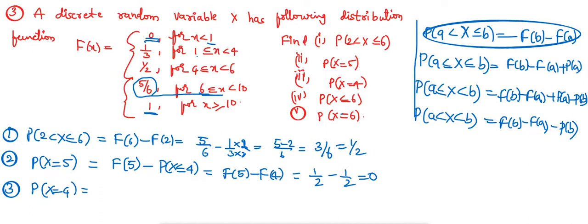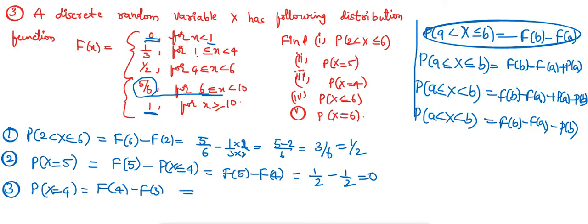The third one is the probability of x equal to 4. From this relation we can write F of 4 minus F of 3. F of 3 means the value in the interval 1 up to 4, and F of 4 is the value in the next interval. After subtracting, we get only the probability of x equal to 4.